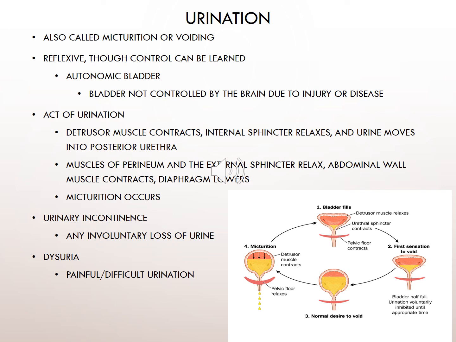Muscles of the perineum and external sphincter relax. Our abdominal wall muscles contract and our diaphragm lowers. And this allows us to void.